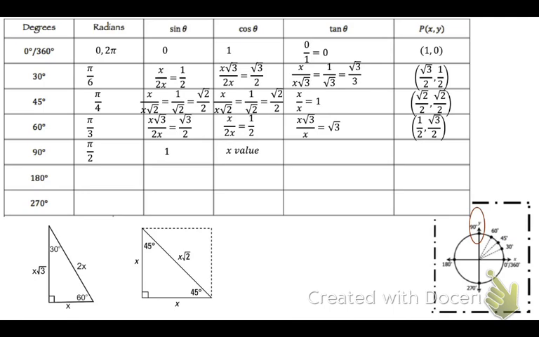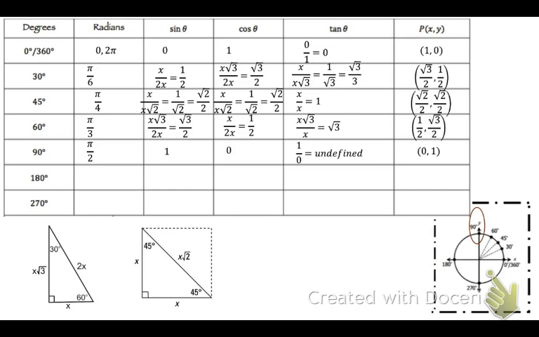Cosine is the x value. My x value right there is 0. Tangent is y over x, so that's 1 over 0. You can never divide by 0, so that's undefined. And then my point is 0, 1.